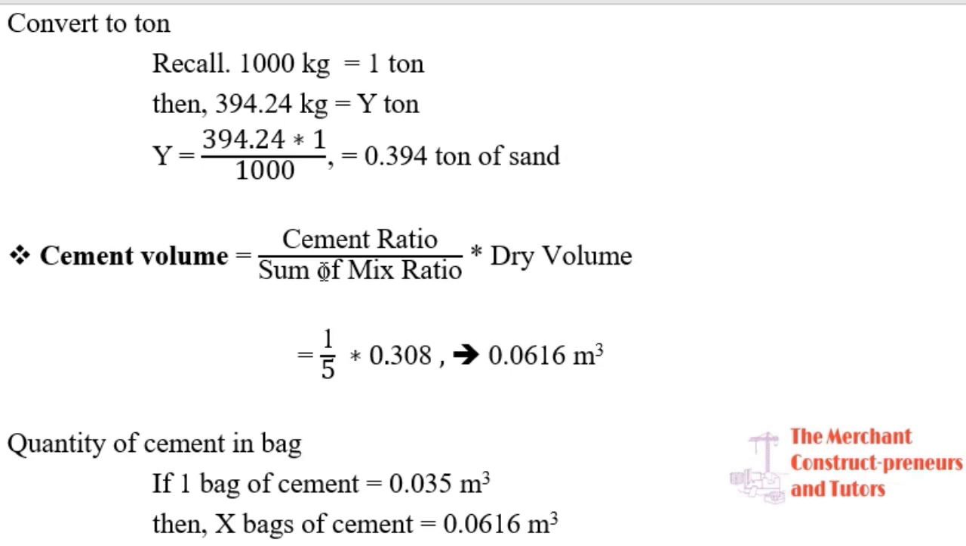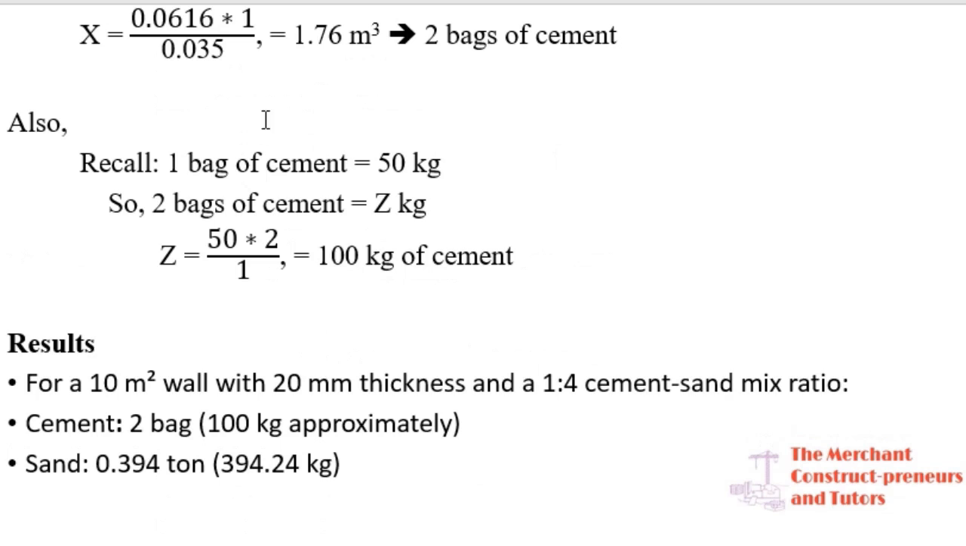Now for the cement volume, you use the same thing: cement ratio over sum of mix ratio. Cement has a ratio of 1, and the sum of mix ratio is 5, multiplied by the dry volume. So you have this value, 0.0616 cubic meter. Now, quantity of cement in bags. One bag of cement has a volume of 0.035 cubic meter, right? Then how many bags of cement will give you 0.0616 cubic meter? We do the mathematics, cross multiply, and then you have 1.76. That is approximately 2 bags.